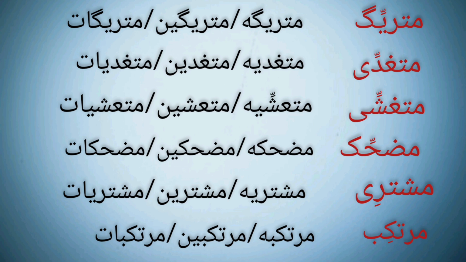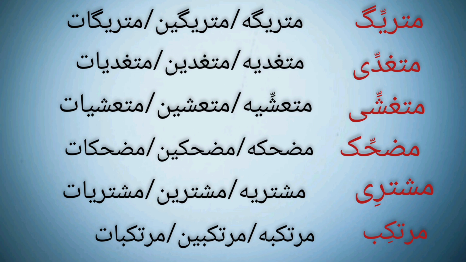And you can also conjugate other verbs same as the first one. For example, متعدي or متعشي. متعدي, we say متعدية, متعدين, متعديات. متعشي, متعشية, متعشين, متعشيات. مضحك, مضحكة, مضحكين, مضحكات. مشطري, مشطرية, مشطرين, مشطريات. مرتكبة, مرتكبين, مرتكبات.